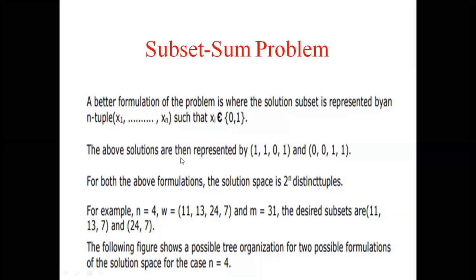So the above solutions are then represented by, we have 1 comma 1 comma 0 comma 1. That means the first one is included, the second one is included, but the third one is not included. The fourth one is included, like this.